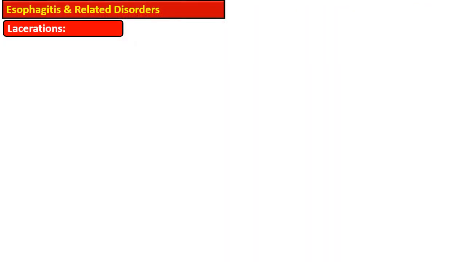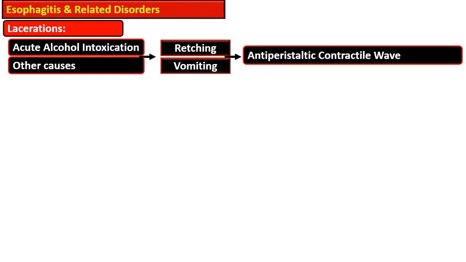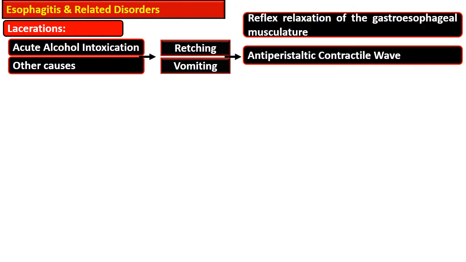Another group of diseases of the esophagus is esophagitis and related disorders. Among them is laceration. What happens during retching or vomiting is that there is development of an antiperistaltic contractile wave. When this wave is generated, there is reflex relaxation of the gastroesophageal musculature.